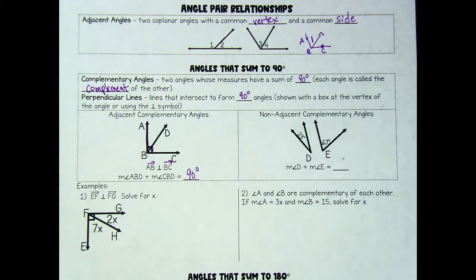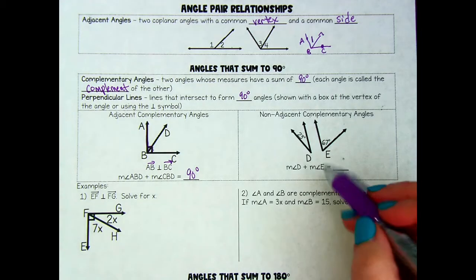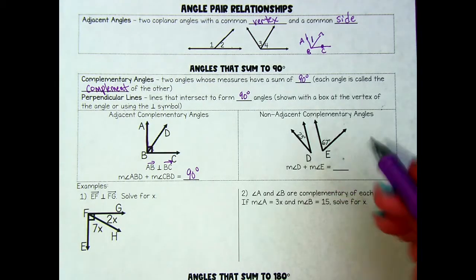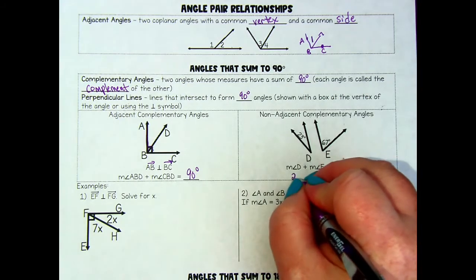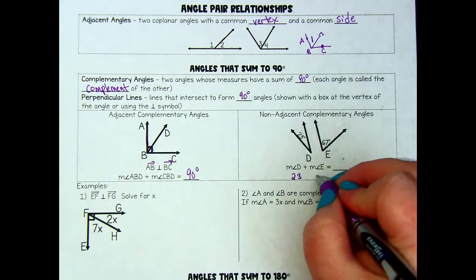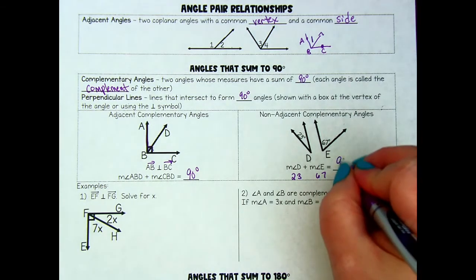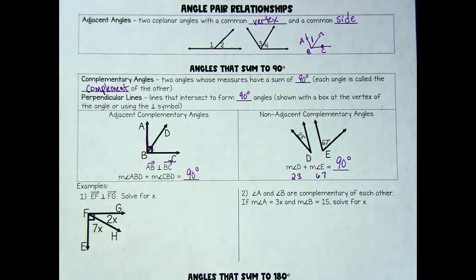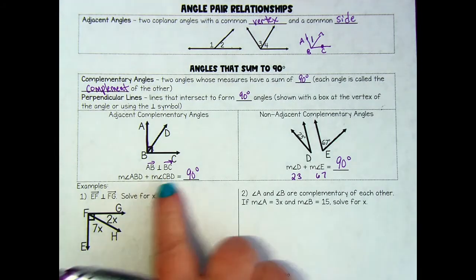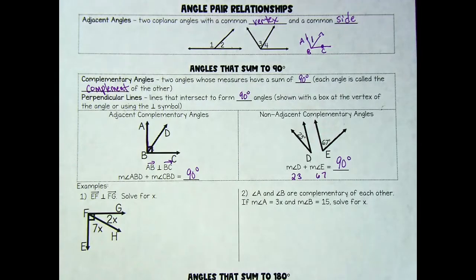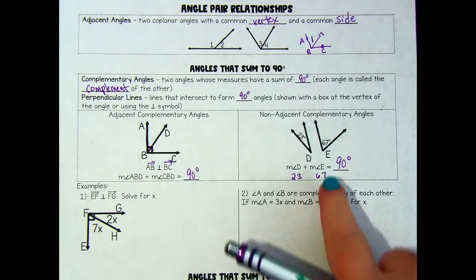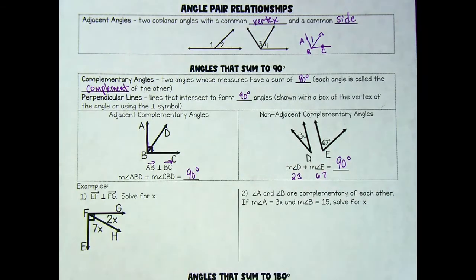We can also have non-adjacent complementary angles. So in this case, we have angle D and we have angle E, and angle D is 23 degrees and angle E is 67 degrees, and when I add them up, that tells me that they are 90 degrees, and that means that they are complementary to one another. So they don't have to be touching, but there needs to be some way to prove that they're 90 degrees. So by adding them together, that lets me know that they are complementary.